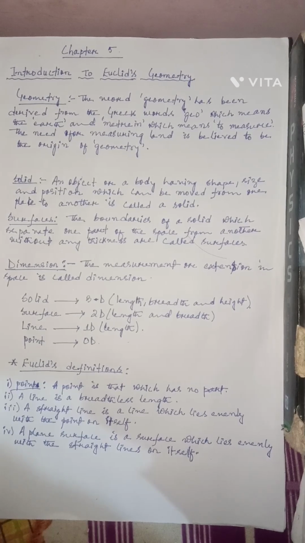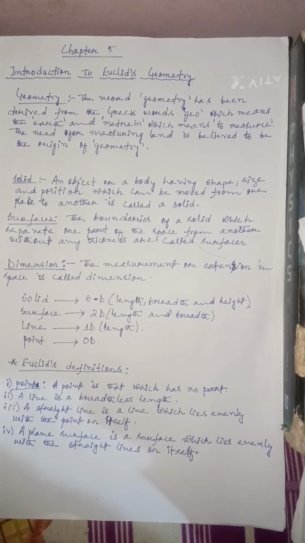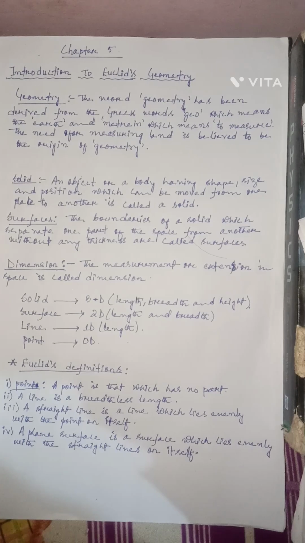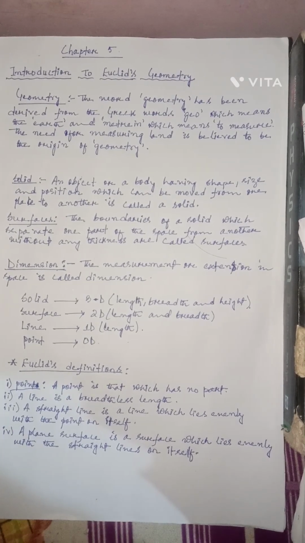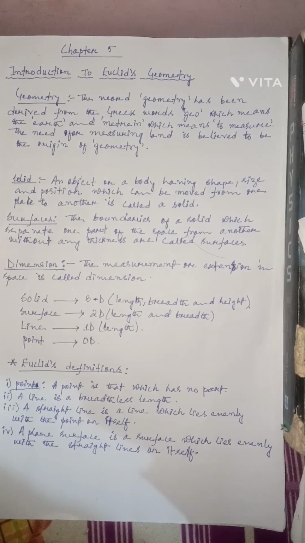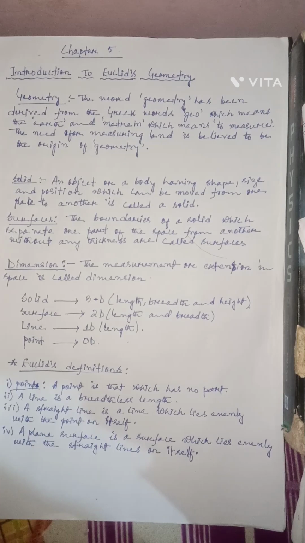Solid. If we talk about solid, then it is an object which has mass, size, shape, and position, right? And we can move it from one place to another. Such kind of object, such kind of thing, or such kind of body, we call it a solid. Let us suppose we take a ball. A ball has dimensions, and it can be moved from one place to another, and a ball can be referred to as a body or object, which is an example of a solid.